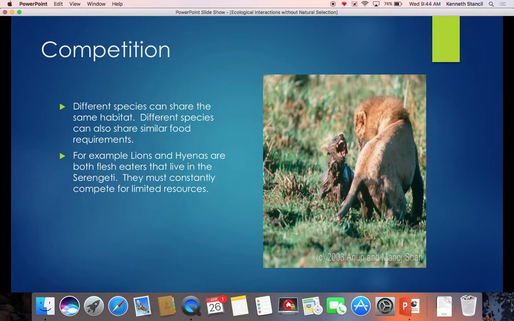For example, lions and hyenas are both flesh eaters that live in the Serengeti. They must constantly compete for limited resources, for a limited amount of food. Okay? Goes back to Darwin's theory of what? Yeah. Survival of the fittest. The strongest survive. So if you got a lion and a hyena fighting for something, who's most likely to win? Well, it depends. If they're fighting with each other, the lion's probably going to win. He's bigger and stronger. But the hyena is smaller and quicker. So it depends on what they're after. Okay?